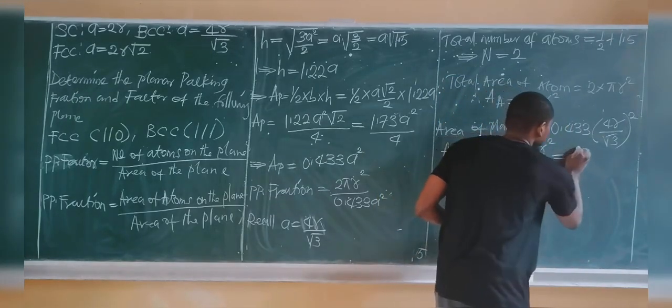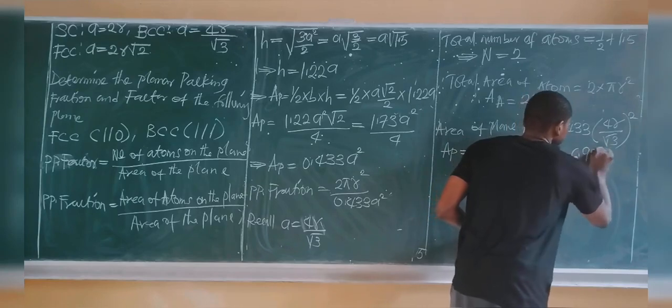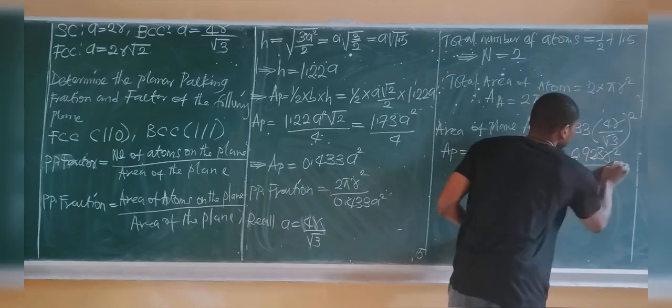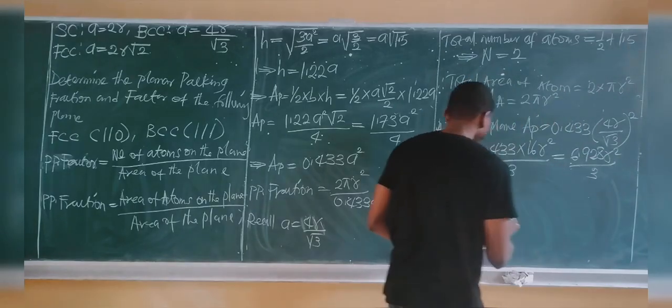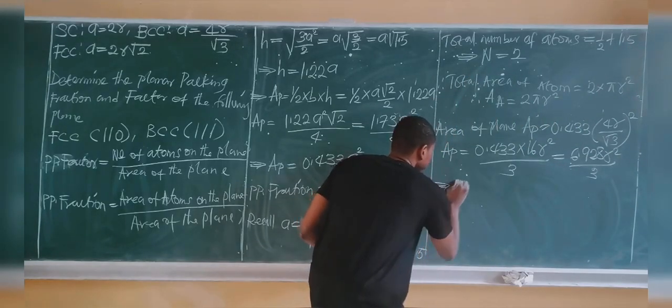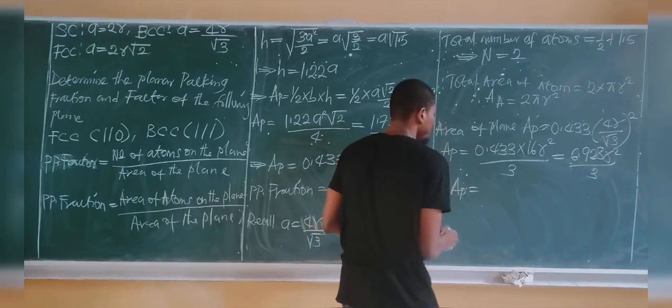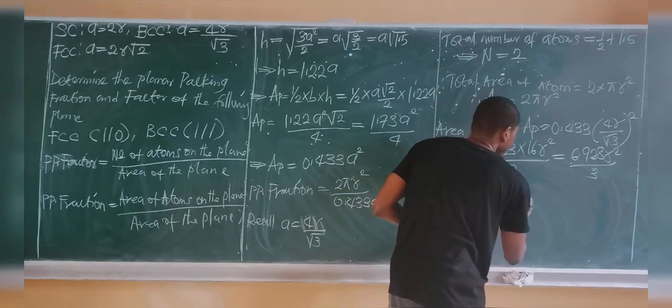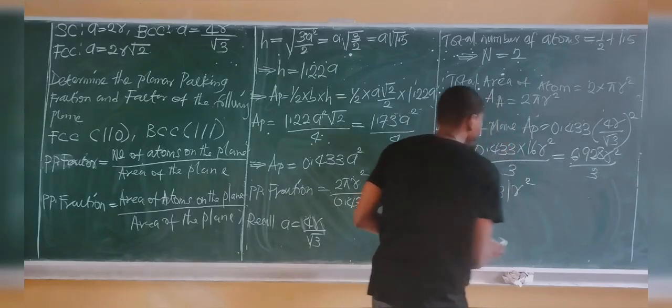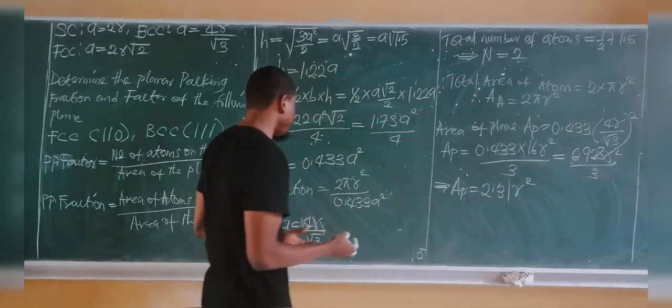Okay, that gives us 6.928 r squared all over 3. So let's find 6.928 divided by 3. So this now implies that the area of the plane itself is equal to 2.31 r squared. So this becomes the area of the plane in terms of radius.